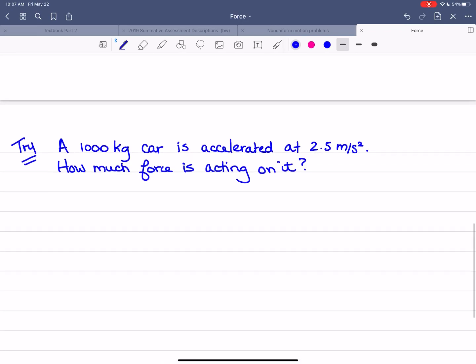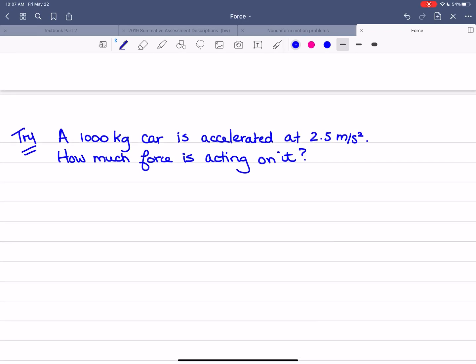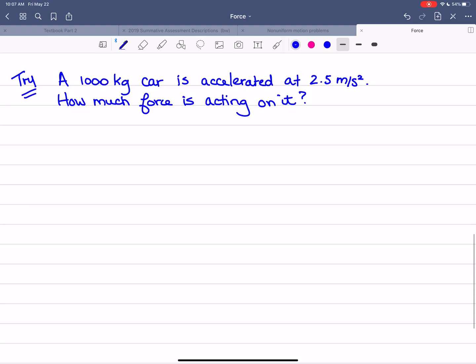So this is an easy, straightforward plug and play sort of question because we're looking for the force. We don't even have to manipulate our variables. We don't have to manipulate our formula. So we have 1,000 kilograms, 2.5 meters per second squared, and we're going to get 2,500 Newtons.